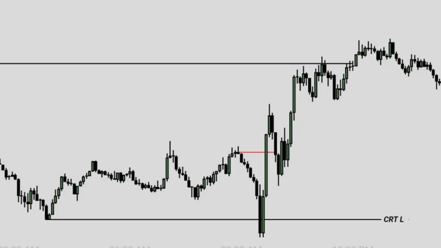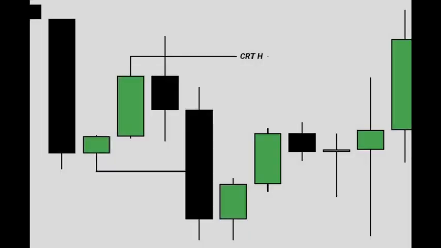As long as the change in state of delivery happens around 9:30, your trade is valid and the low is swept. As you can see, the market came down to sweep the low and the change in state of delivery, and all these happened around 9:30, and that is what makes this trade a valid setup. So let me show you the bearish example.